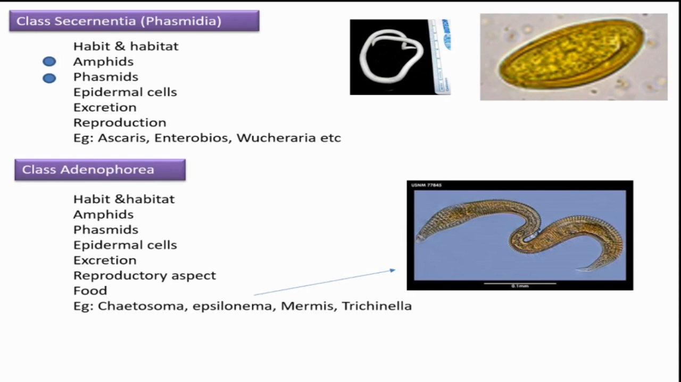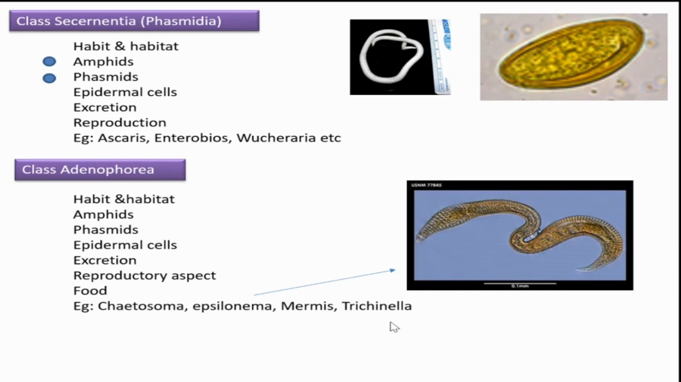Then phasmids are absent in Adenophorea. Epidermal cells are uninucleated in the case of Adenophorea, but in the case of Secernentea, uninucleated and multinucleated epidermal cells are present. Regarding excretion, glands are present but canals are absent. Regarding reproductive aspects, the male has two testes. And what about the food? Food is microorganisms and also detritus. Detritus means waste substance. Examples are Ketosoma, Epsilonema, whose picture is shown here, Mermis and Trichinella.